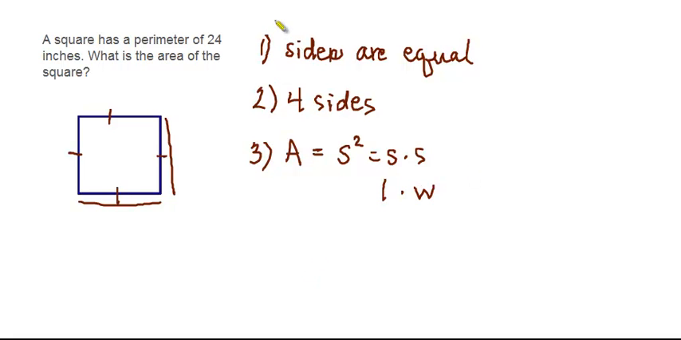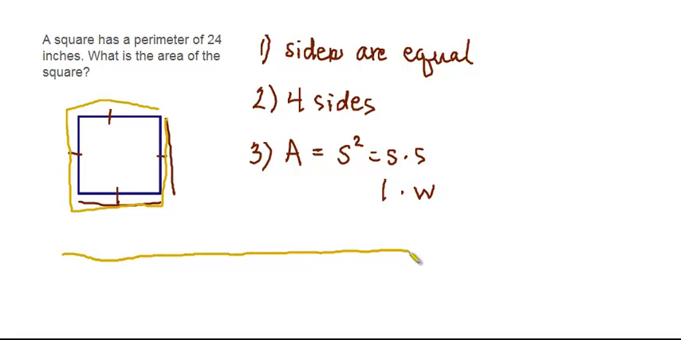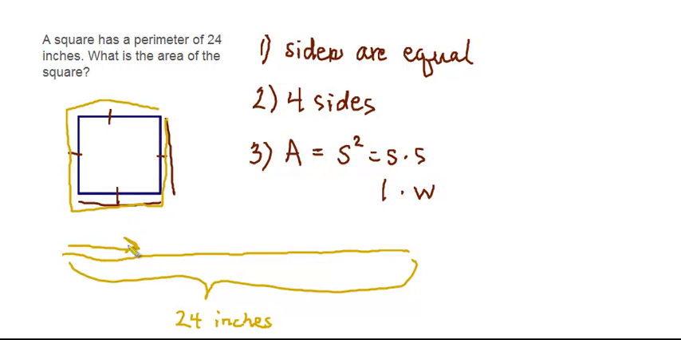And so now we're told that the square has a perimeter of 24 inches, which means the distance around this square, really on the border, is 24 inches. So if I were to lay this border out, this is 24 inches. And notice how that's one-dimensional, just going in one direction. In this case, the way I drew it from left to right.